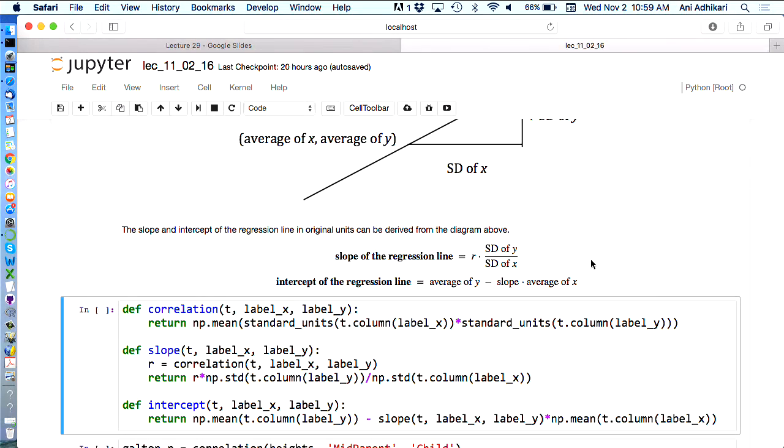Slope and intercept of the regression line. Slope of the regression line: r SDy over SDx. The intercept comes out to be, you take the average of y, that's not quite the intercept. You subtract off the slope times the average of x. And you can work that out easily by algebra, or you can just remember.